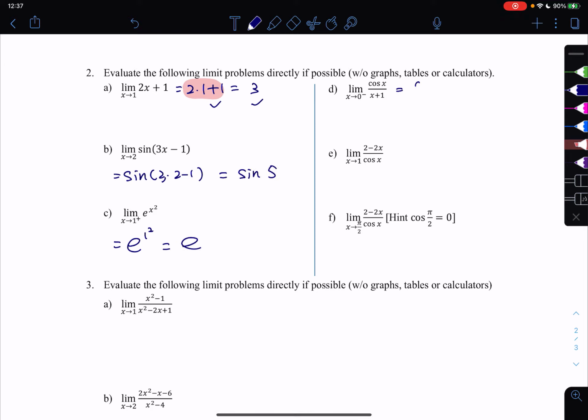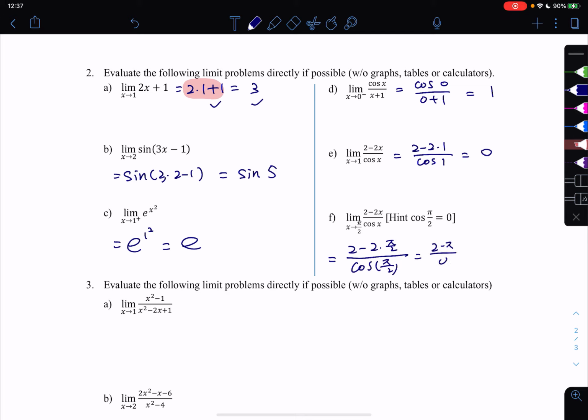You have cosine of 0 over 0 plus 1, and it is 1. This is minus 2 times 1 over cosine 1, which is 0. This is 2 minus 2 times pi over 2 over cosine of pi over 2, which is 2 minus pi over 0, so it does not exist. So my final answers were expressions like that.